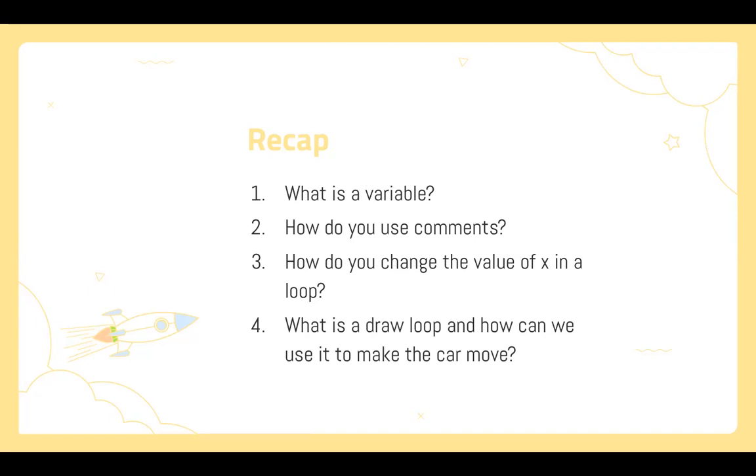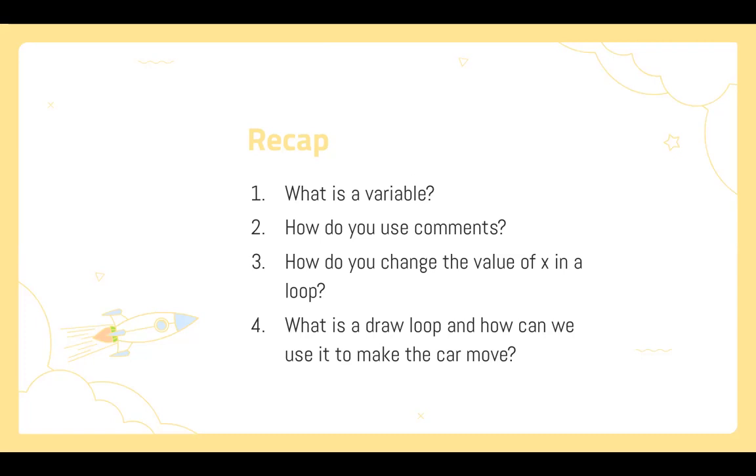Okay, this is one. How do you change the value of x in a loop? Okay, so you change the value of x by incrementing it or decrementing it. And this is by updating its value inside a loop by saying, for example, x equals x plus 5 at the end of a loop, or x equals x minus 10.